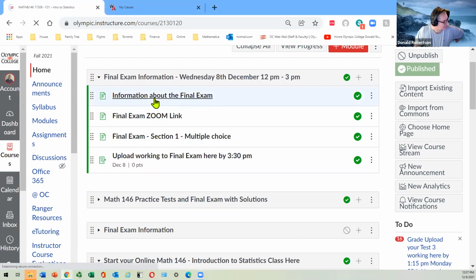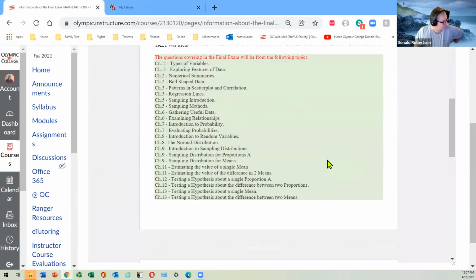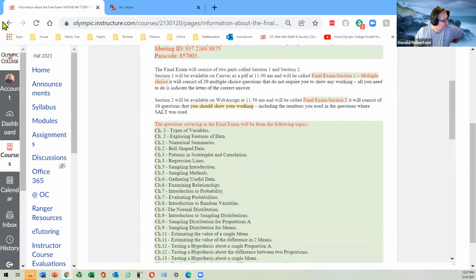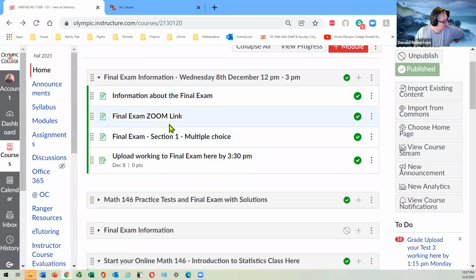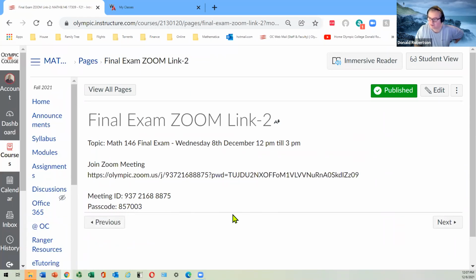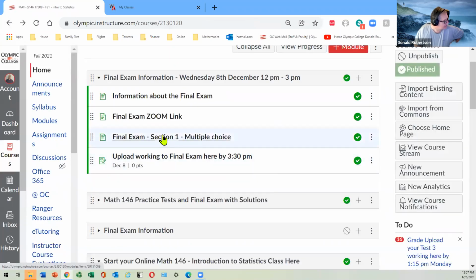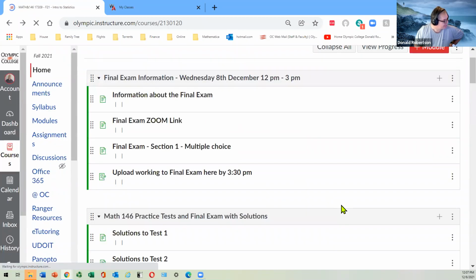If you click on the top one, it basically gives you a rundown of the topics and how the final exam is going to work. If you click on this one, there's the Zoom link that you'll use. If you click on this one, this is where you will find the 20 multiple choice questions. But you won't have anything there, of course, until the day of the final.